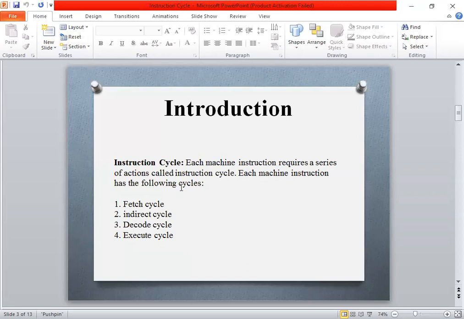First is fetch cycle, in which the instruction is fetched by the processor from the memory. Indirect cycle, in this cycle, the memory address of the operands is fetched by the processor from the memory. Third is decode cycle, in which the instruction is decoded by the decoder to understand what is to be done. Fourth is execute cycle, in which the decoded instruction is executed to give the result to the user.